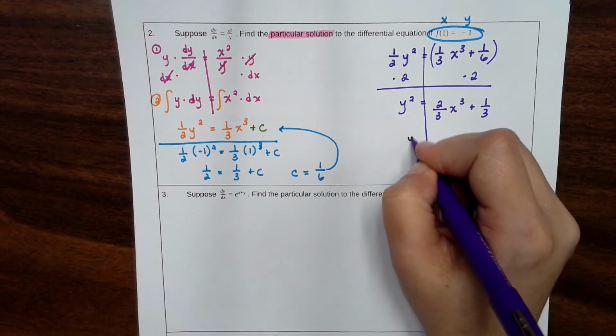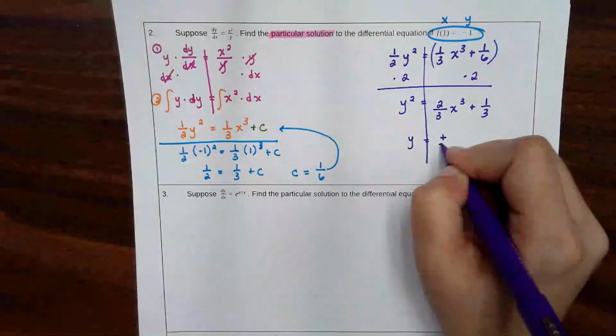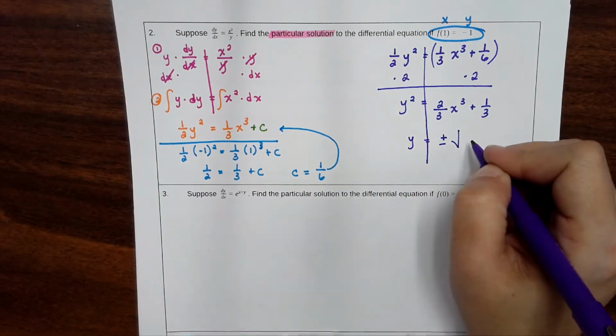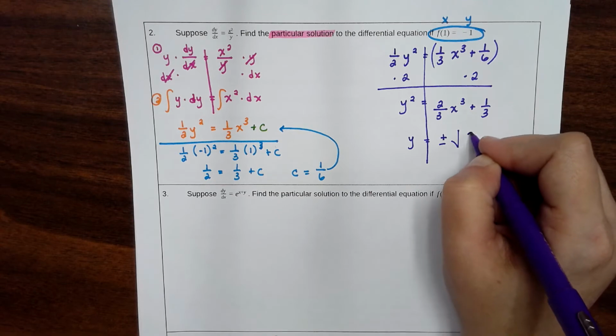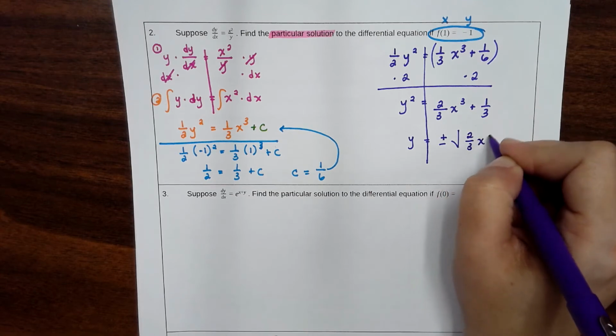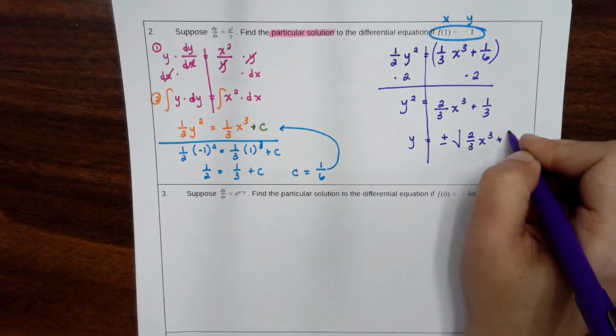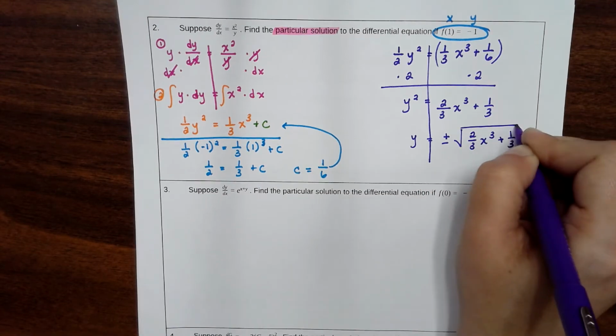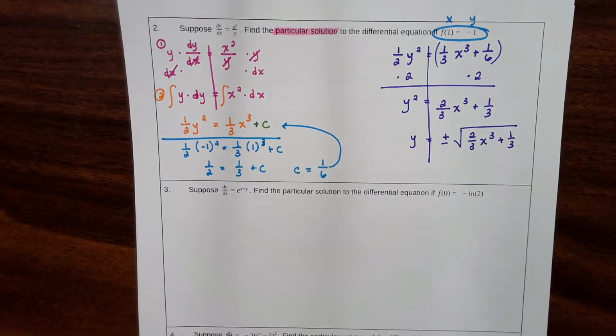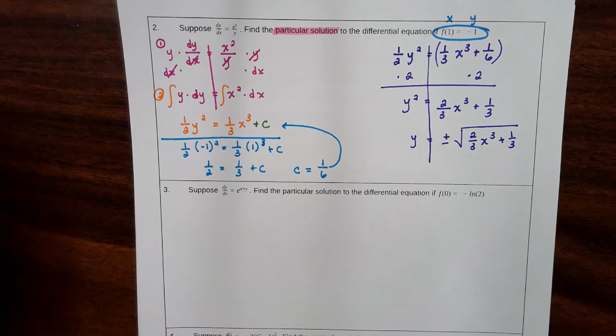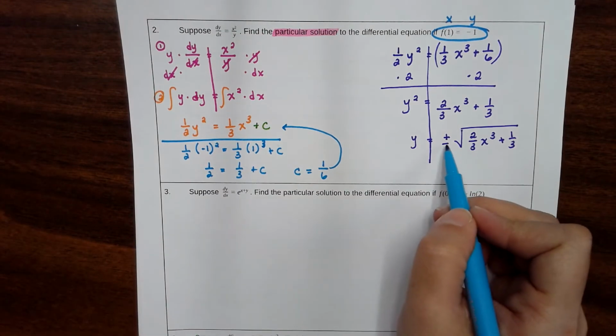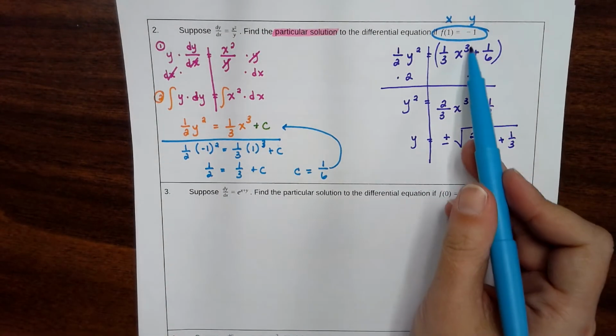Then I'm going to square root both sides to undo the squared. But again, it's important to realize that a square root really has two answers, plus or minus. Plus or minus the square root of 2/3 x cubed plus 1/3. There we go. Now, just like in the previous problem, I'm going to test whether I want to keep the plus or the minus because I can't have both using the initial value.